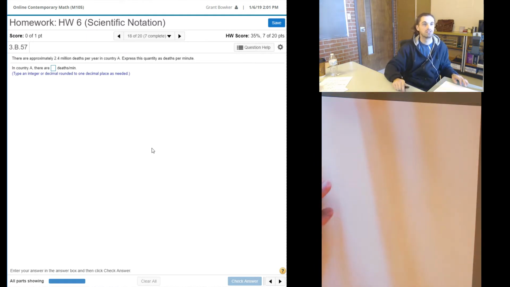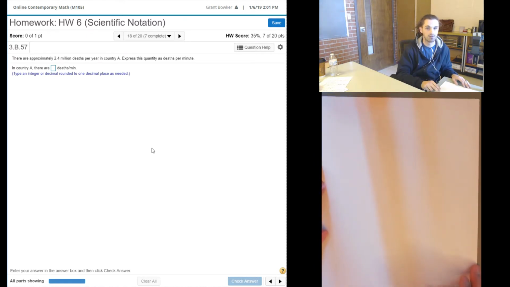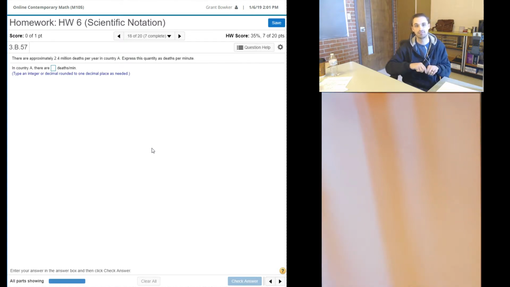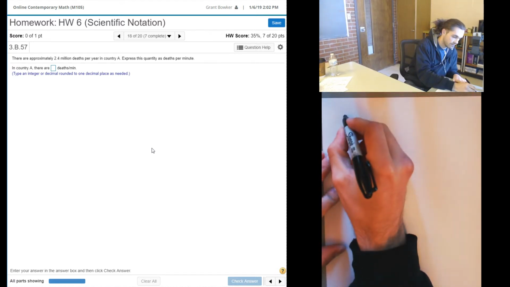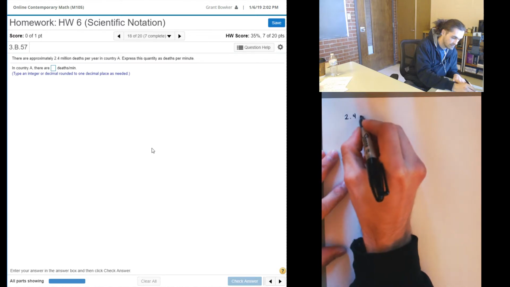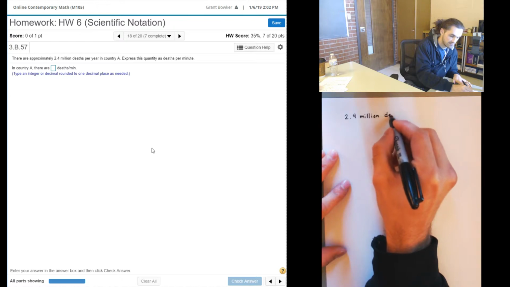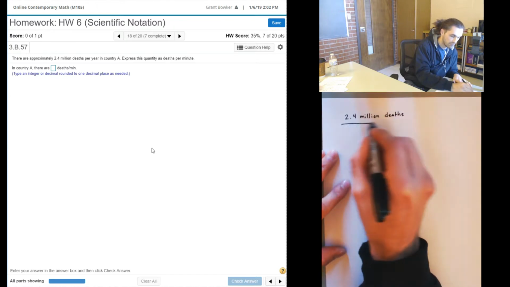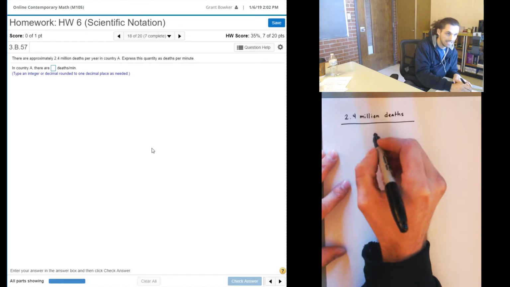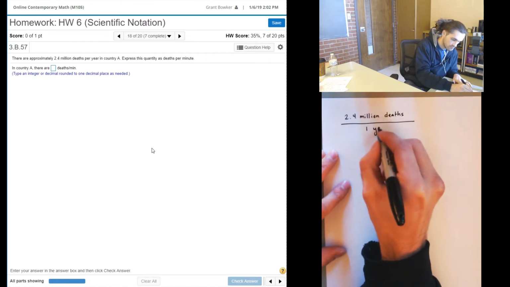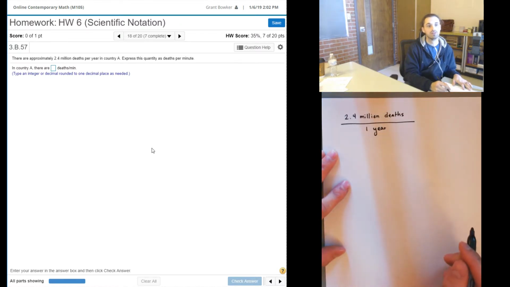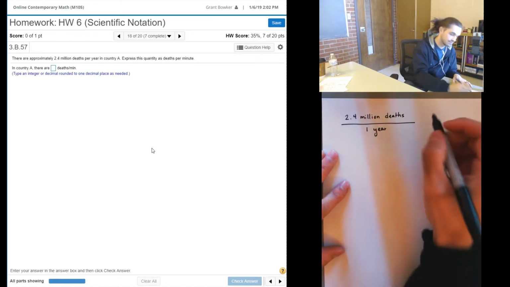2.4 million deaths per year in a country. Express this quantity as deaths per minute. So this is really linking that unit analysis from homework number 5 to the scientific notation from homework number 6. So we have 2.4 million deaths per 1 year, and we want to get this in deaths per minute.